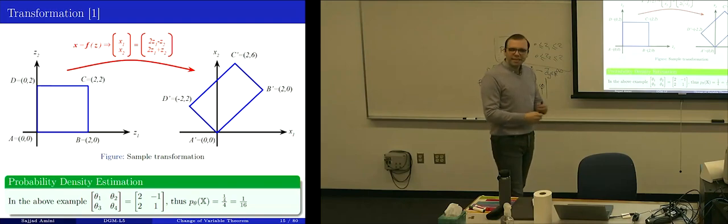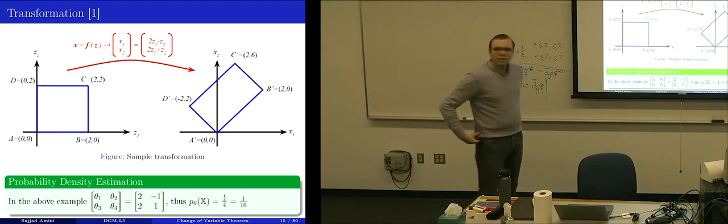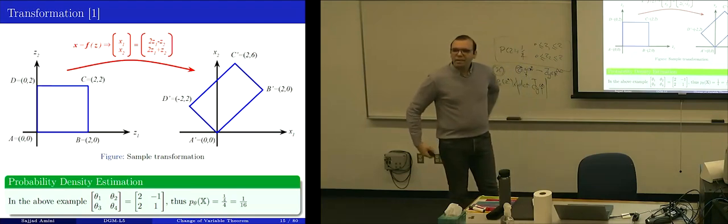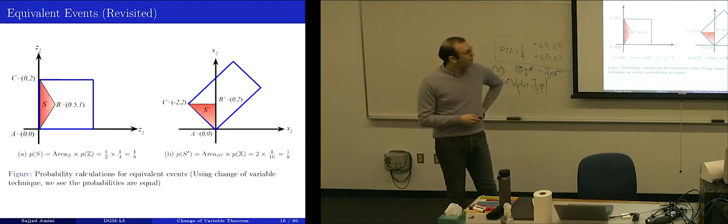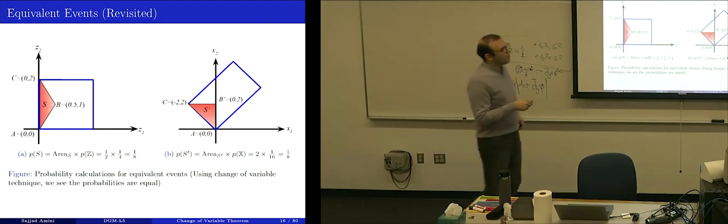And what solved the problem? The change of variable theorem. The change of variable theorem normalizes PZ of G(x), which is the denominator here, by a normalizing factor. Clear?